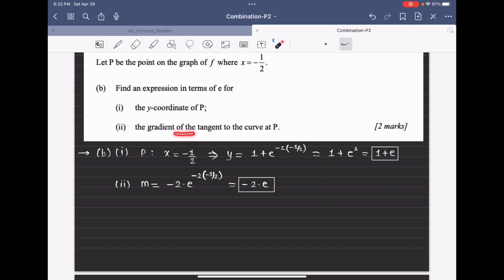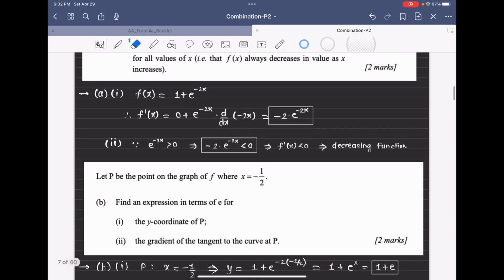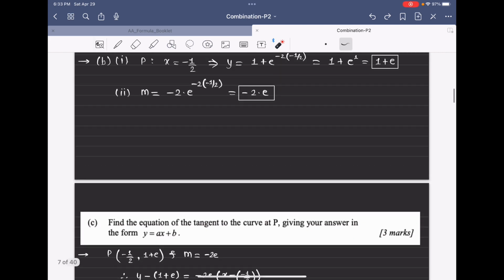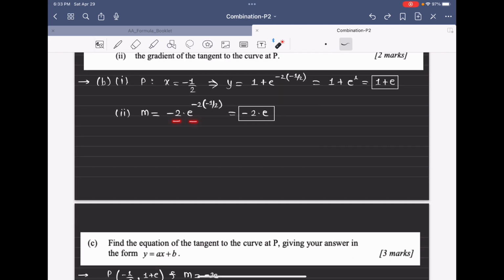Now they say find the gradient of the tangent to the curve at P. Gradient of the curve is minus 2 times e raised to minus 2x. So I'm using the same value: minus 2 into e raised to minus 2, and x value is minus 1 by 2. So minus 2 into minus 1 by 2 is 1. e raised to 1 into minus 2 is minus 2e. So the gradient of the curve at P is minus 2e.